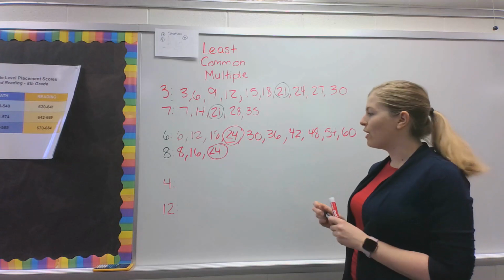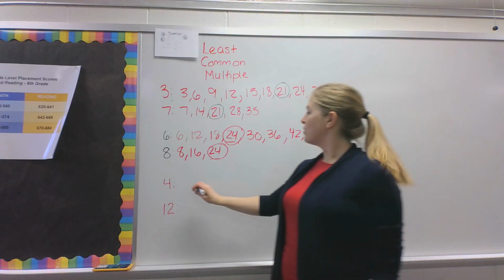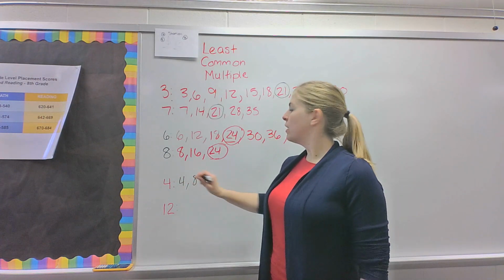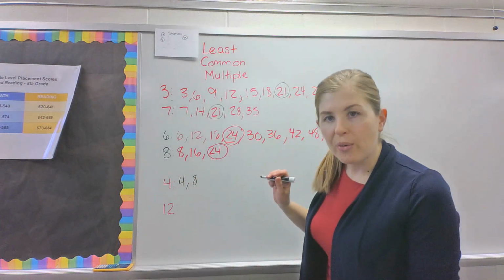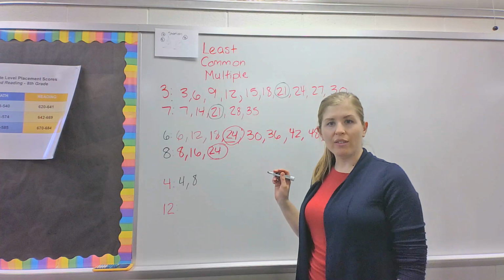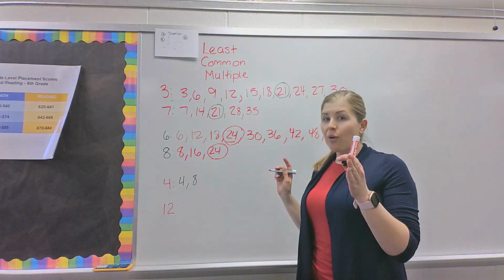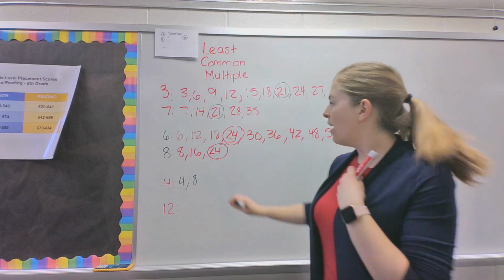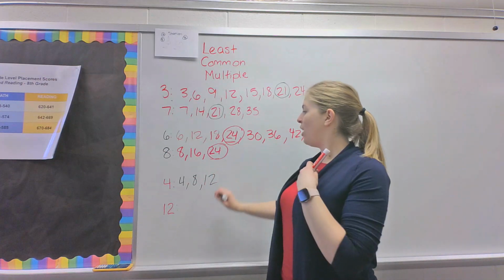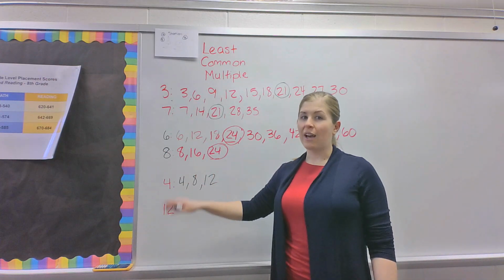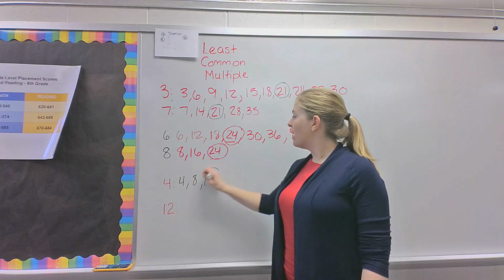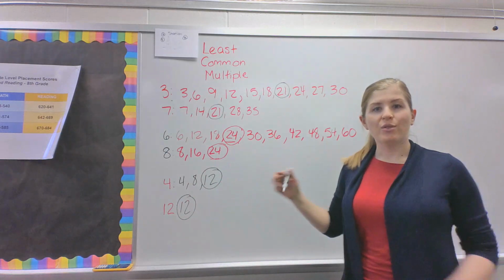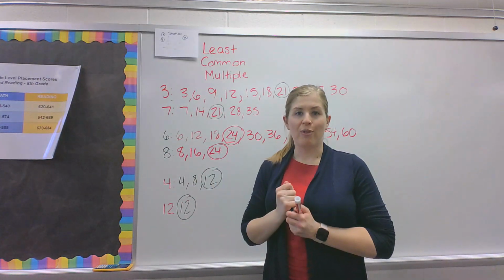So let's try one more. 4 and 12. So we have 4 times 1, 4 times 2. Oh, you guys already know one of the facts about 4 and 12? Yes. 4 multiplies directly into 12. 4 times what equals 12? 4 times 3. Awesome. So sometimes you can see that relationship right away between them, and you would know 12 times 1 is 12, 4 times 3 is 12. That would be our least common multiple there.